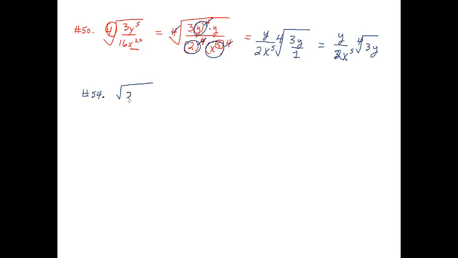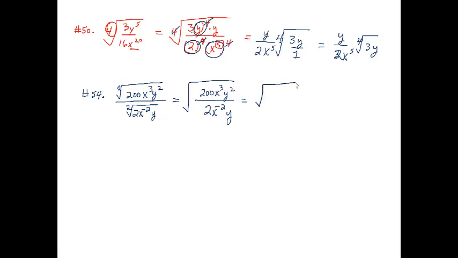You have the square root of 200x to the third y squared divided by 2x to the negative 2y. All right, so the first thing you want to do is put your square roots together. Remember, if they're in individual homes and they're the same root, they're both square roots, you can put them under one. So this is 200x to the third y squared divided by 2x to the negative 2y. And then go ahead and simplify if you can.